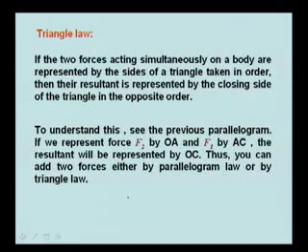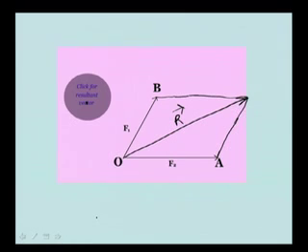Like the parallelogram law, there is a triangle law. If two forces acting simultaneously on a body are represented by the sides of a triangle taken in order, then their resultant is represented by the closing side of the triangle in the opposite direction. For example, in the parallelogram law, one force is this, another force is this. These are two sides of the parallelogram. Complete the parallelogram, make the diagonal, that is the resultant force.